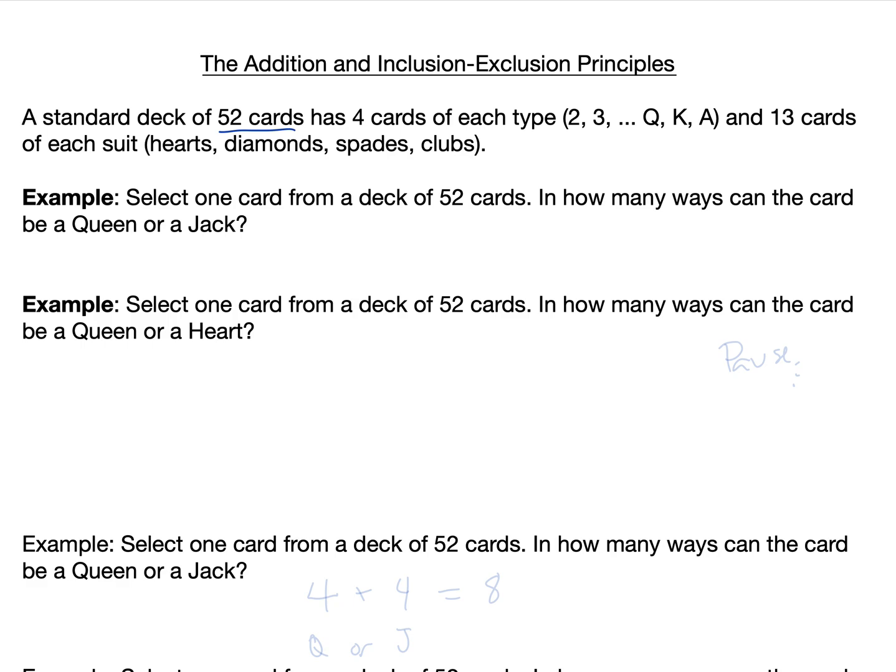So here are 2 quick examples. One, select one card from a deck of 52 cards. In how many ways can the card be a queen or a jack? And 2, select one card from a deck of 52. In how many ways can the card be a queen or a heart? So just think about these 2 questions very briefly, and then we'll talk about them together.